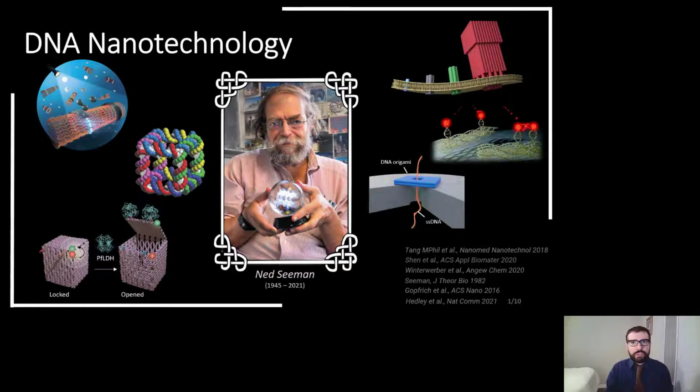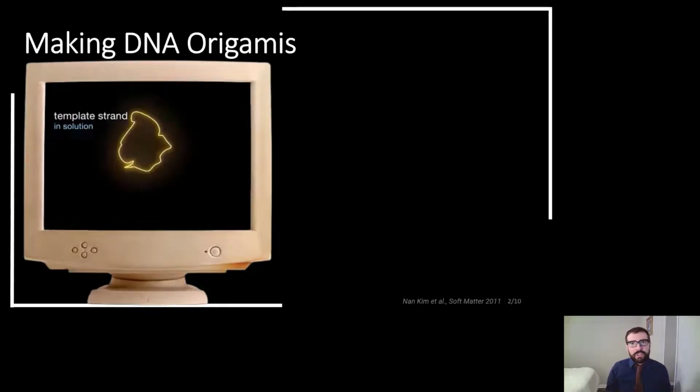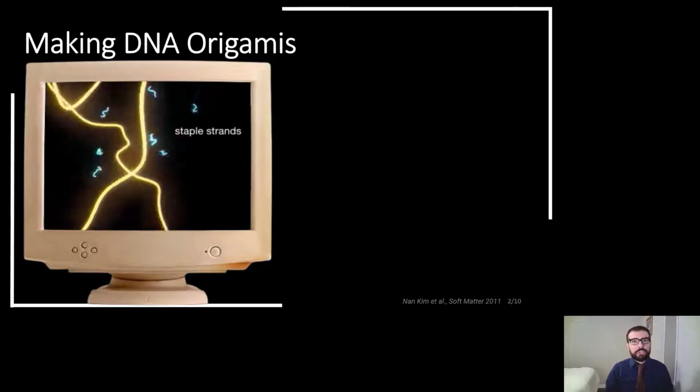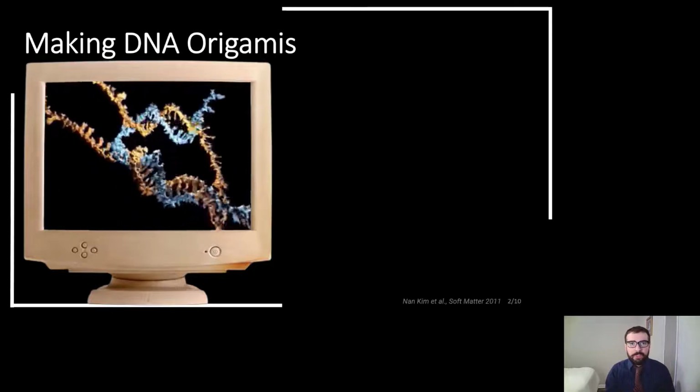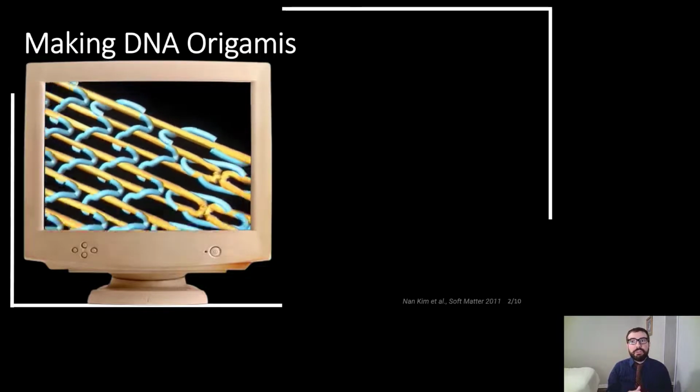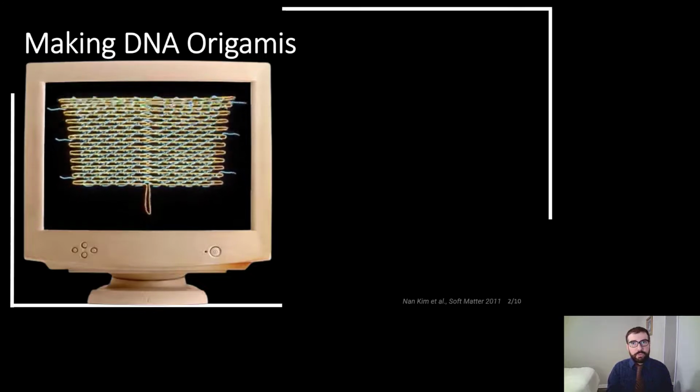DNA nanotechnology is a field of research invented by Ned Seeman from NYU in the early 80s, which consists of making complex structures out of DNA. To make a DNA origami structure, we start from a long single-stranded molecule of viral DNA, which we call scaffold, and we fold the structure by adding staple strands designed to bind at strategically defined locations. This results in the formation of a predefined 2 or 3-dimensional shape.